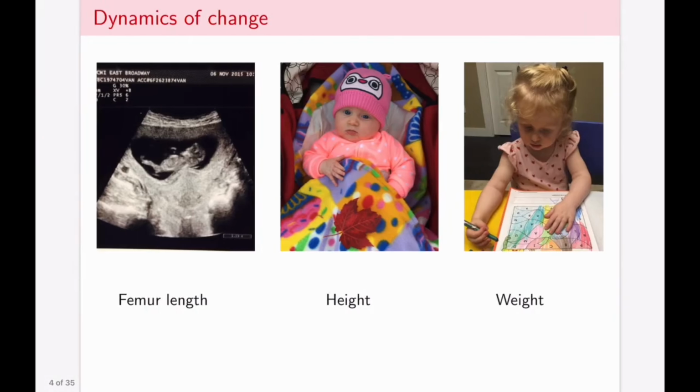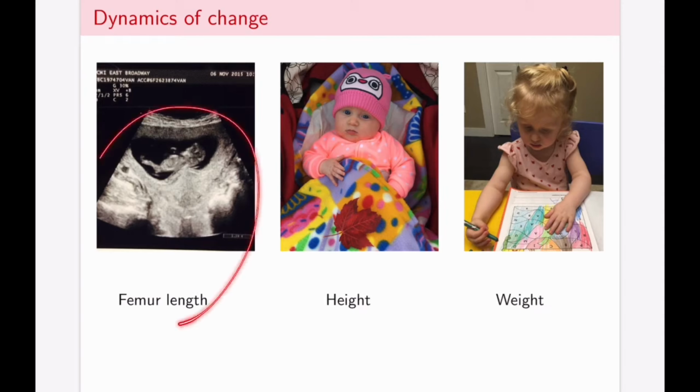Well, let's recall that calculus is a study of change. And the dynamics of change most noticeably occur through time. These are the pictures of my daughter as she was growing and continues to grow. And some of you must have seen these pictures before if you have taken Math 111 with me last semester.